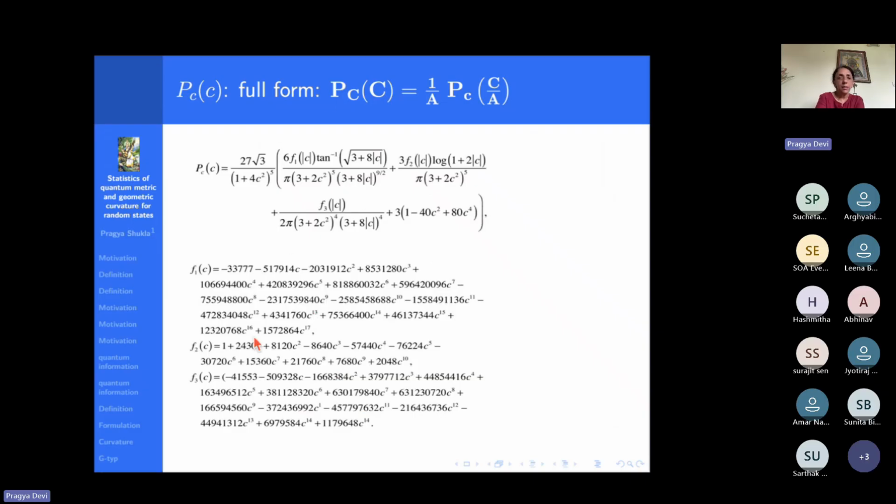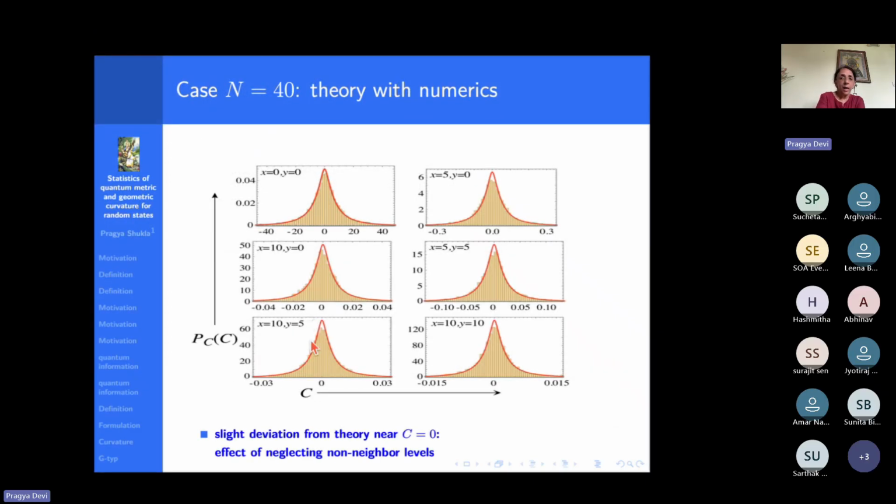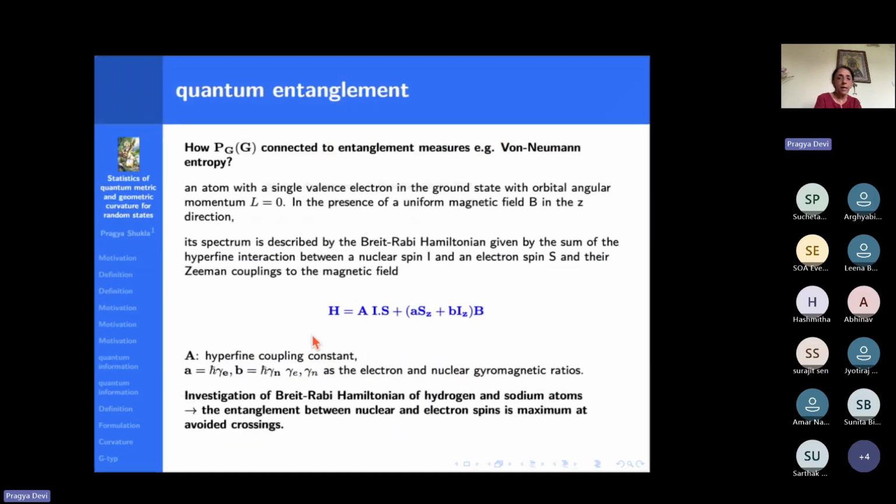Okay, this is the detailed formula. I could have kept showing you the figures. Let me just see how much time I have. Yeah, I have almost 5 minutes. So let me now indicate to you the last thing.